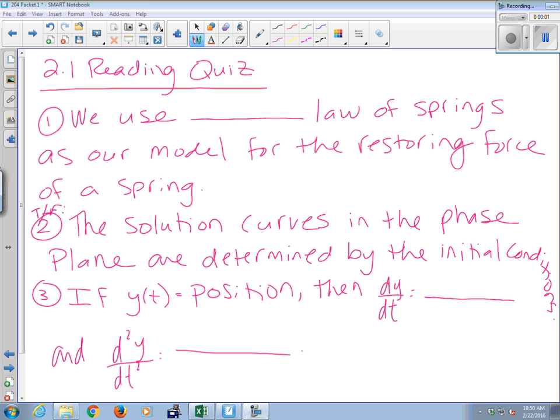What law do we use? Hooke's law. We use Hooke's law of springs as our model for the restoring force of a spring. True or false? The solution curves in the phase plane are determined by the initial conditions. True.